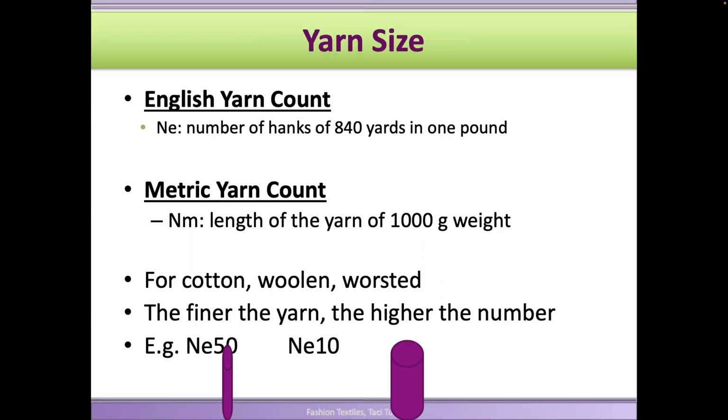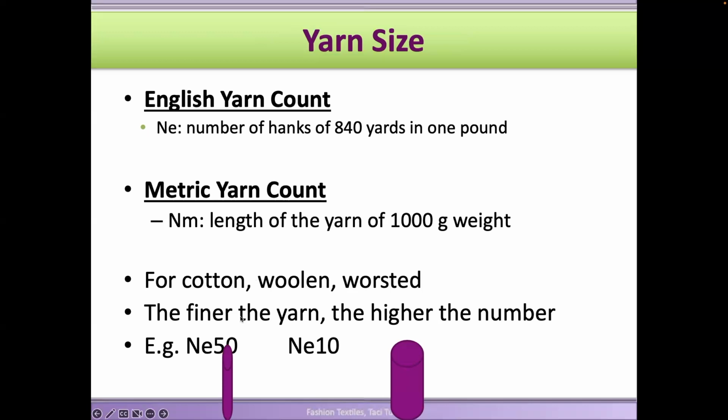So the difference is you need a whole lot more yarn to get to 1,000 grams if your yarn is too fine. So in this system, when the number is higher, the length is higher, that means the yarn is finer. When the number is lower, that means the yarn is coarser. So it's an indirect system, because the numbers go up when the yarn is finer.